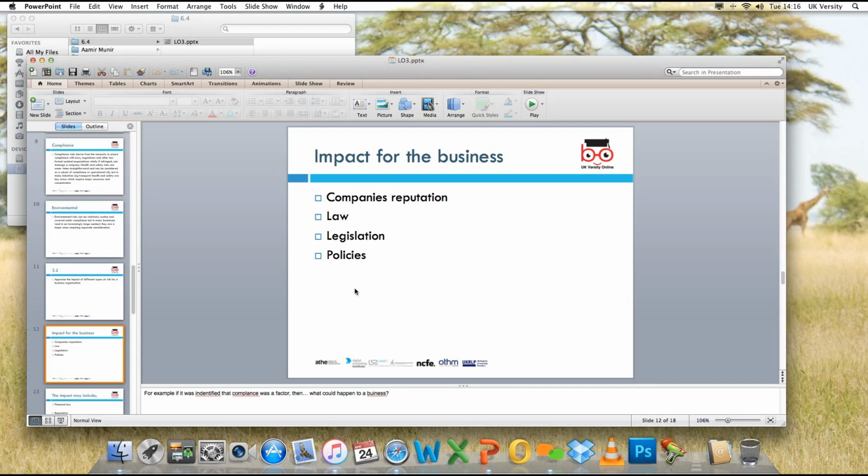Would it be that they'd be in breach of the law, because there's certain people in breach of their own policies, and then the legislation which has actually been passed through the law. So it's just showing that you understand the impacts for the business, which in turn may affect a financial loss for the business or even the business's reputation.